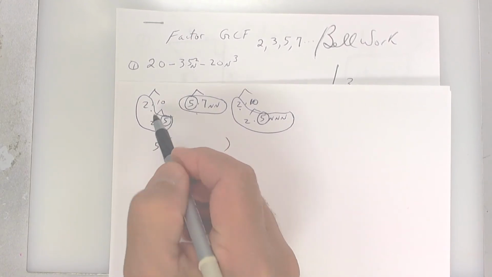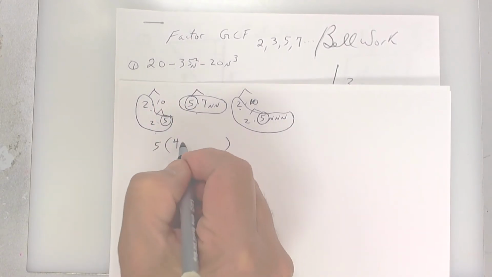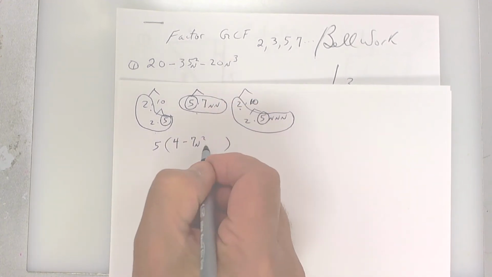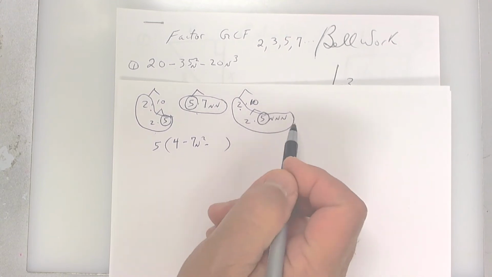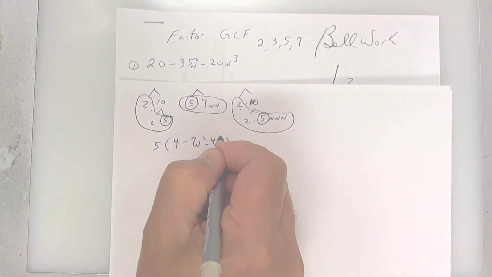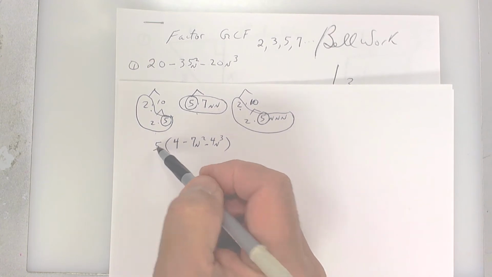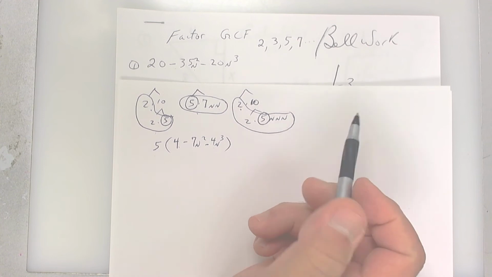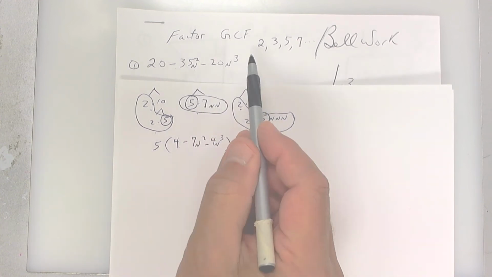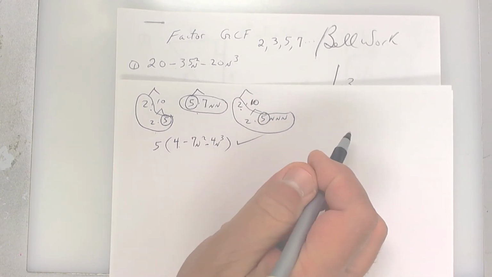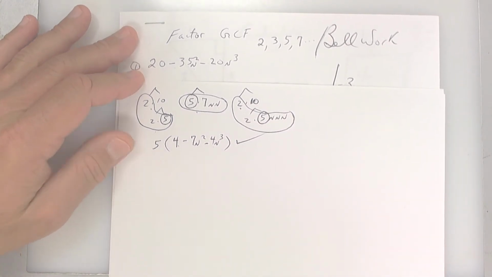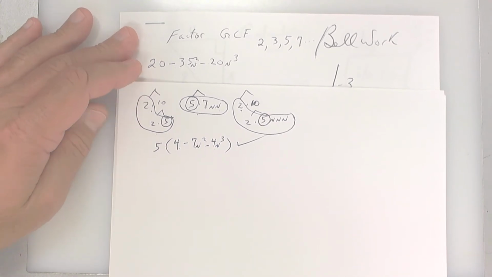You're left with 2 times 2 is 4. You have a minus. Here you have 7n squared, and then you have a minus. And then here you have 4n to the third. And you can check it. 5 times 4 is 20, 5 times 7 is 35, and 5 times 4 is 20. And you have 2 n's and 3 n's. And that's it. And that's called the greatest common factor. This is what we did yesterday. Remember, if you're absent, the worksheets are on the cart in the front in the folder.